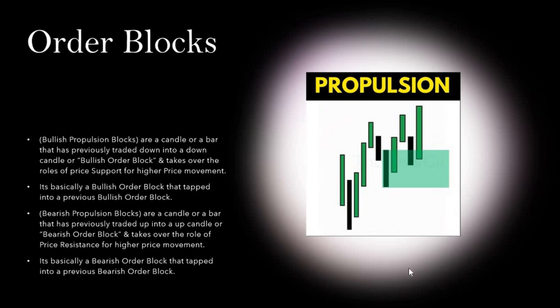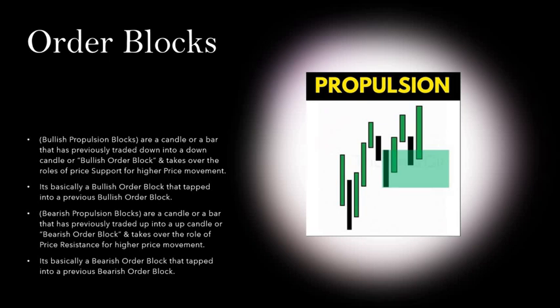Okay? Same thing with a bearish propulsion block, which is a candle or a bar that has previously traded up into an up candle or bearish order block and takes over the role of price resistance for a lower price movement. It's basically a bearish order block that tapped into a previous bearish order block. So whatever you see here, just think about it in the opposite sense.